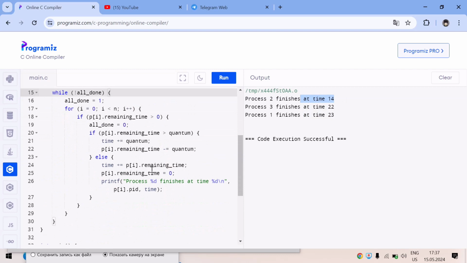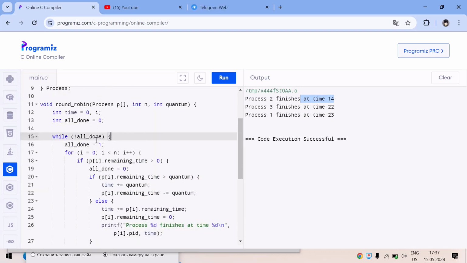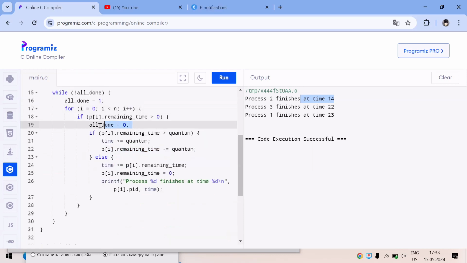Here is the implementation. While our processes are not done, we will execute a while cycle, inside it a for cycle with our 3 processes, and note them as 0 if completed and 1 if not.